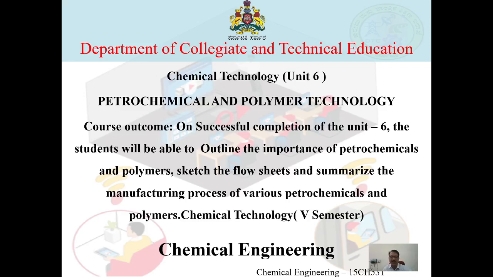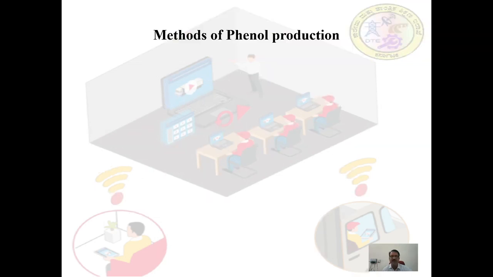In this session, we are going to discuss the production of phenol. There are 6 processes available. We will discuss the first 3. We will see the different methods of production of phenol.